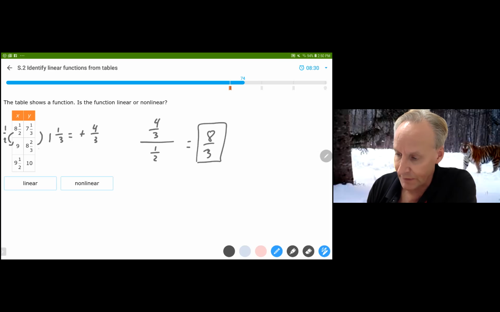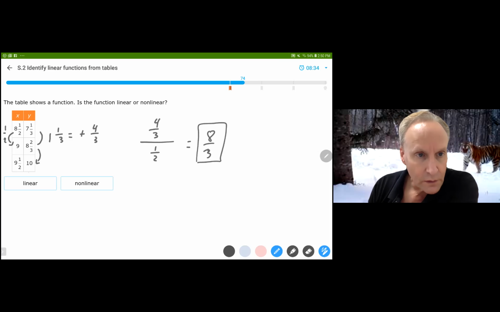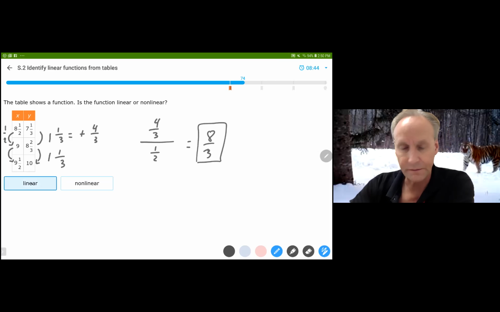Let's see what my second pair gives me. To go from 8 2/3 to 10, I went up 1 1/3. And to go from 9 to 9 1/2, I went up 1/2. So they are the same. That makes them linear.